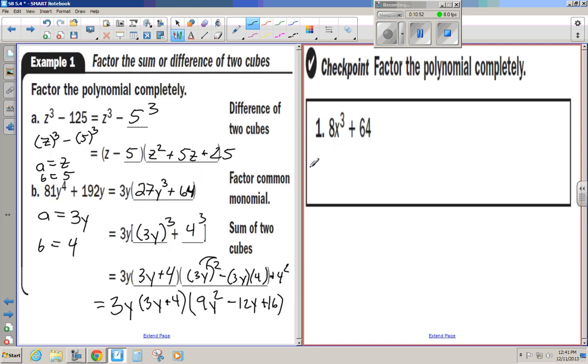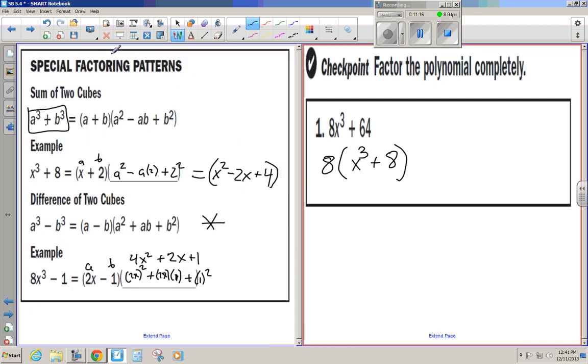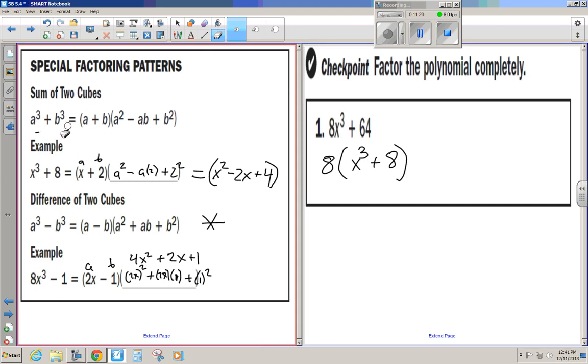All right, now let's practice this pattern. Let's start off by saying that this right here, let's factor out an 8. Both of these can be divisible by 8. Gives us an x cubed plus 8. Now we follow the pattern.